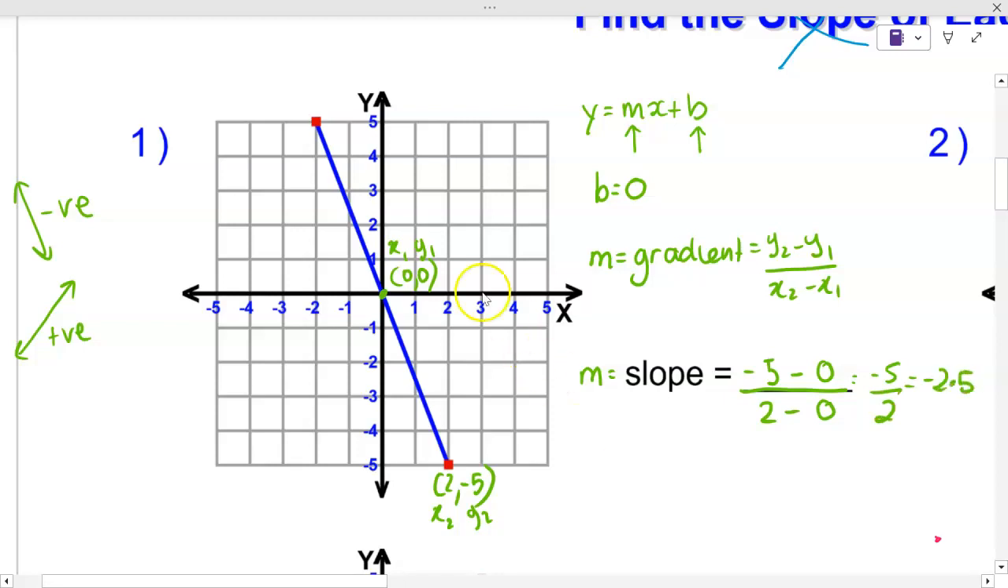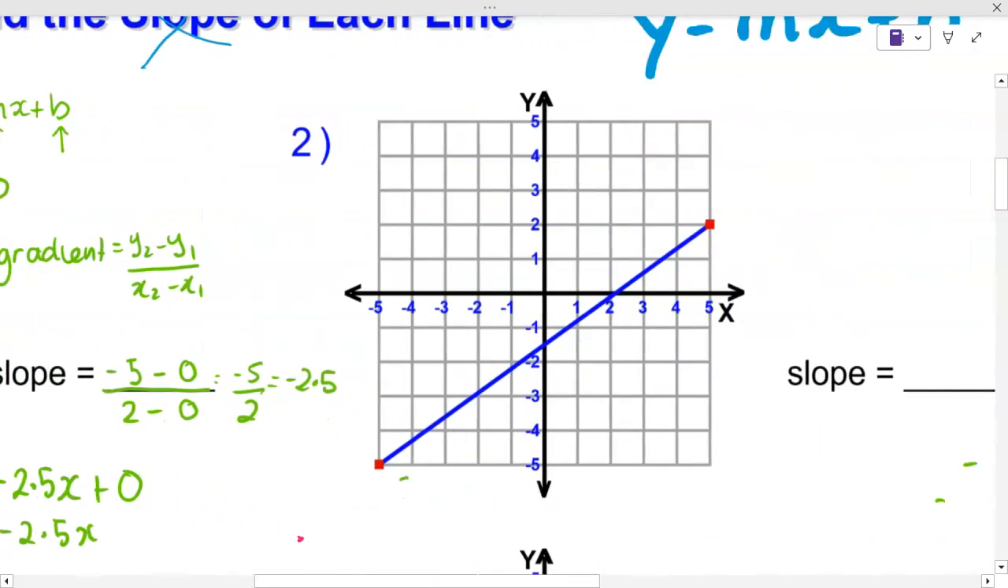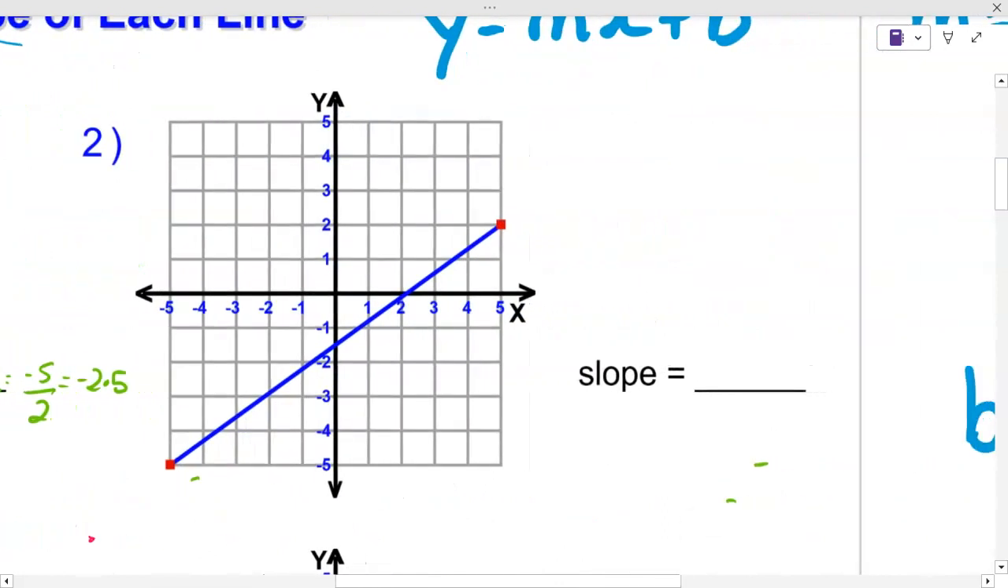So the slope of that line is in the negative direction, and it's got a slope of 2.5. So I can put my equation together now. y equals mx plus b. m is minus 2.5x plus nothing. So my line would be minus 2.5x, and that is my answer. Let's go and do a second one over here, and then you're going to have a go at some yourself.